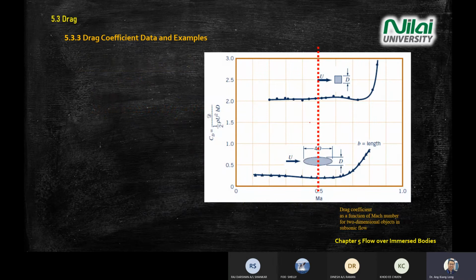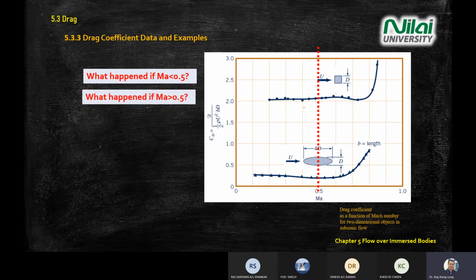this is from an experiment diagram, CD versus Mach number, and I just put a line for you to observe. You have two different objects here. One is the ellipse shape, one is the square object. If you increase your Mach number, there are two questions you need to ask yourself from this graph. What happens to the CD if your Mach number is reduced?